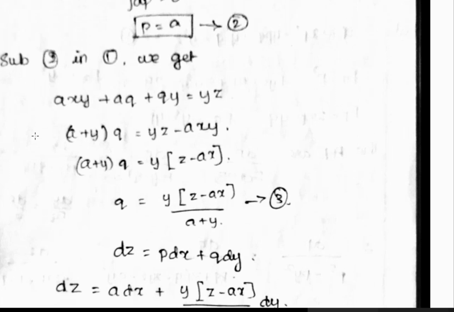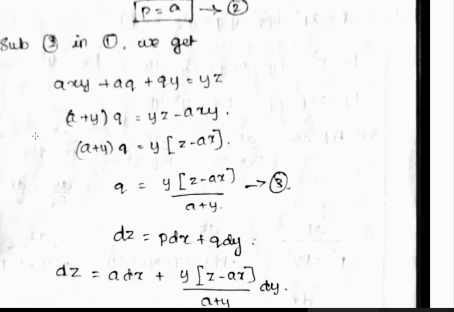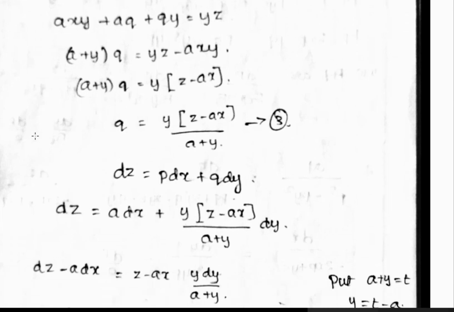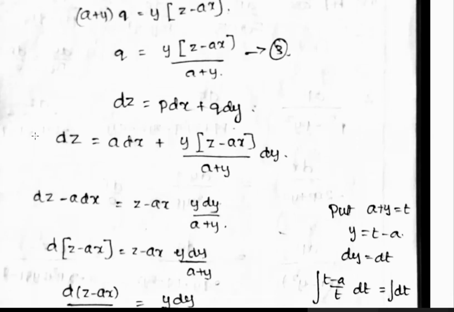Now, what you do is substitute the p value and q value in dz equal to p dx plus q dy, that is a dx plus q's value, y into z minus ax divided by a plus y, into dy. So now adx goes to the left hand side, meaning dz minus a dx, so plus becomes minus here. You take the d term common: z minus ax. For arrangement, if you multiply inside you will see that you get a into dx. So I take d of z minus ax on the left. On the right, you keep z minus ax outside. The full function is y dy divided by a plus y, and that is what you have to integrate.